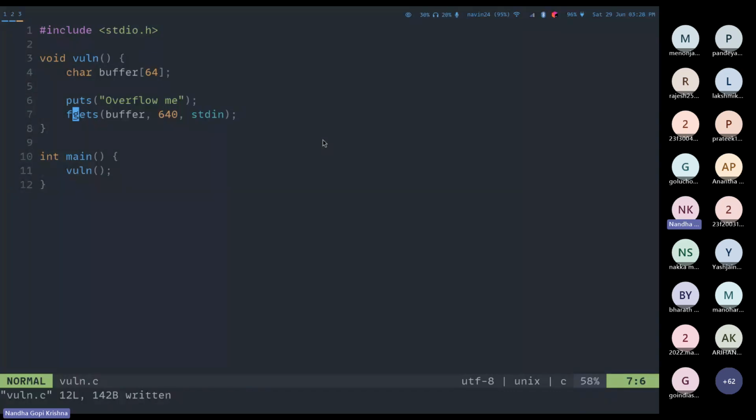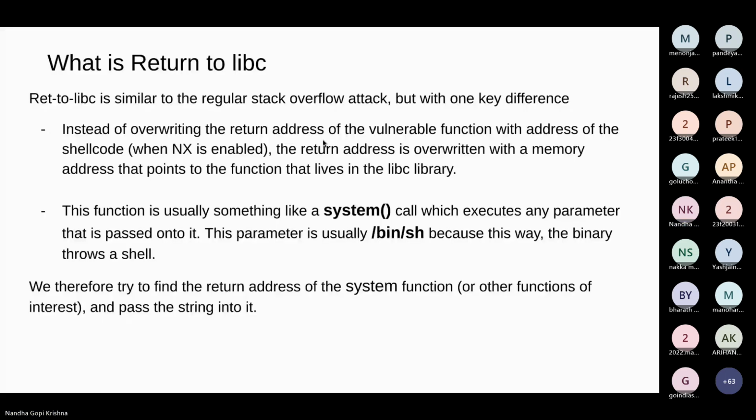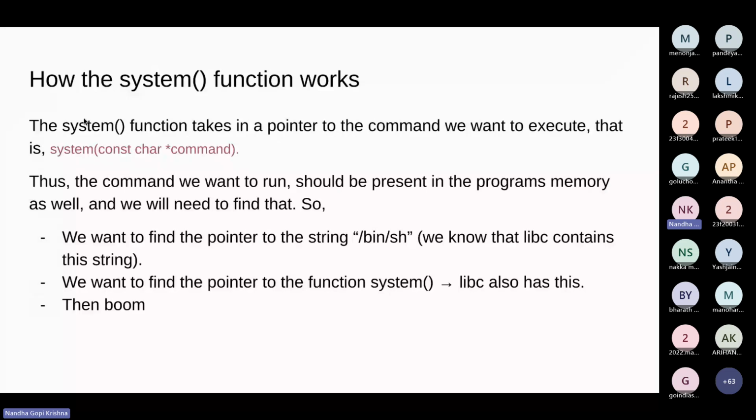So how would we do this? Now we need to understand how the system function works. As I told before, it needs a parameter that's passed in that it directly just executes. So first, we need to figure out how do we get bin/sh to be passed in as a parameter, and then we need to figure out how to call system.